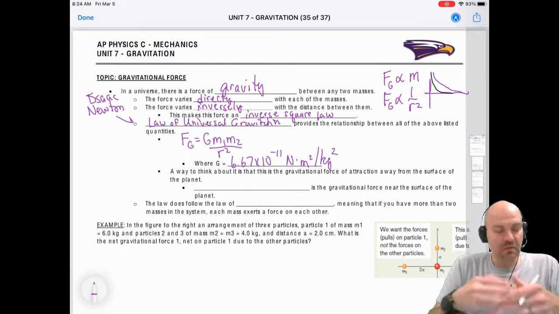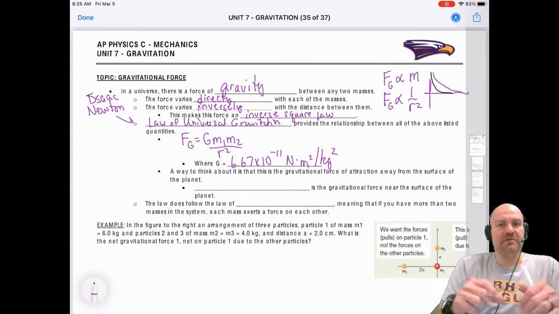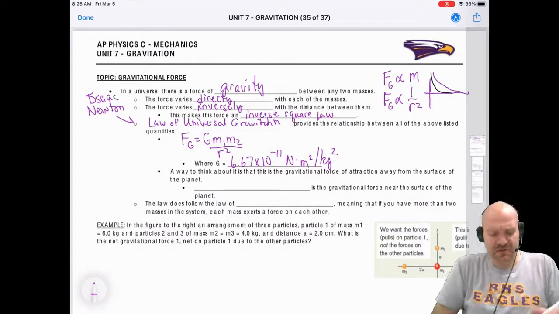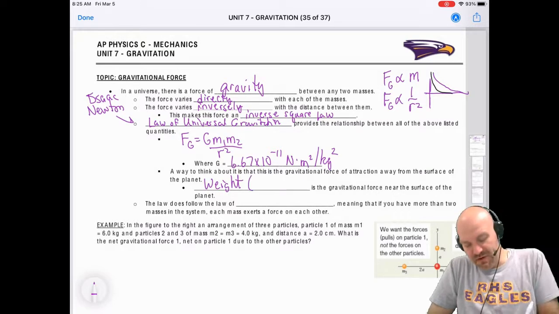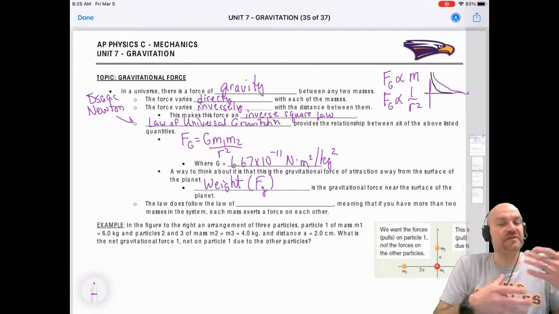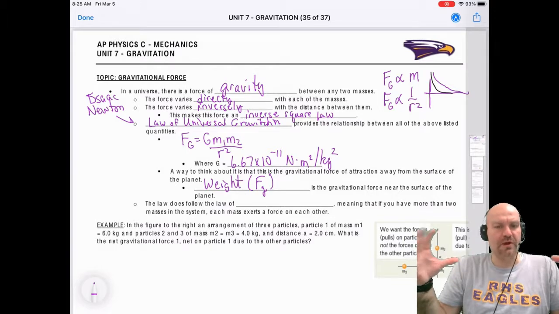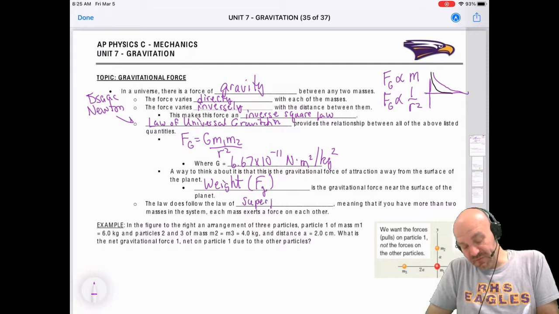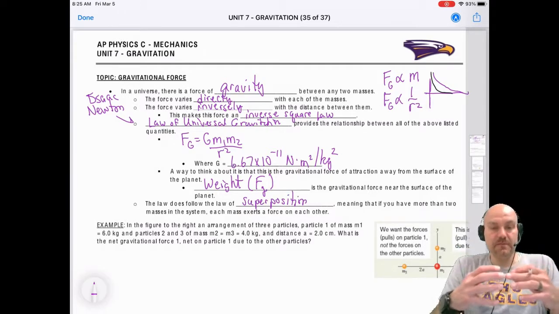Okay. So one way to think about this equation is that it's the gravitational force of attraction away from the surface of a planet. So if this is my planet, we're talking about out here, not on the surface. The force of gravity on the surface was that idea of weight. If you remember, the abbreviation for weight is F sub little g, and little g just means surface. Big G means a greater distance. But it does follow the law of superposition, so if I have multiple objects, they're going to attract each other.